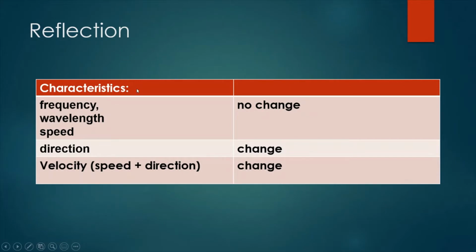Okay, so let's look at the characteristics of reflection of wave. In a reflection, the frequency, wavelength, and speed of the incident wave and the reflected wave have no change. Frequency, because frequency is affected by the vibration of the motor. Remember? Okay, direction changes because wave bounces off to the other direction, and velocity changes. Why? Because velocity is speed and direction. So even though speed does not change, the direction changes, therefore velocity changes too.